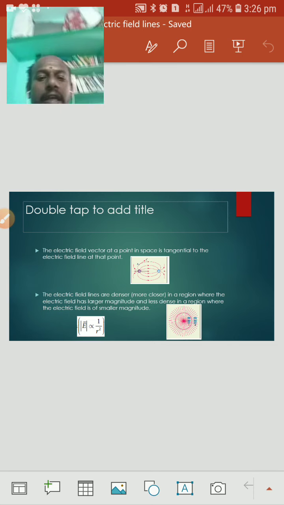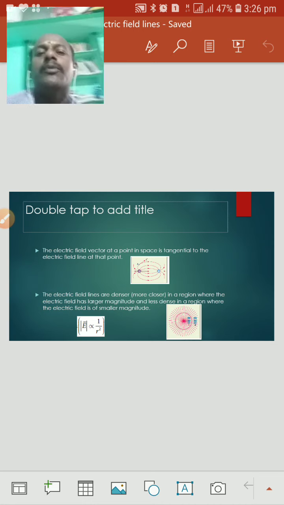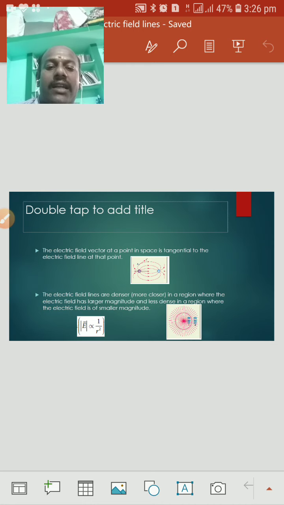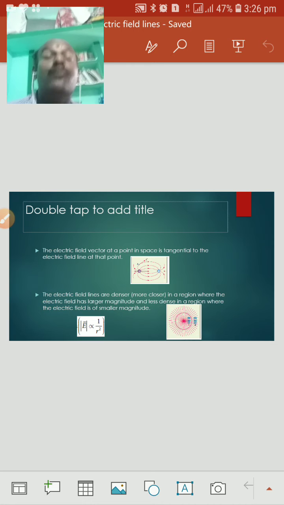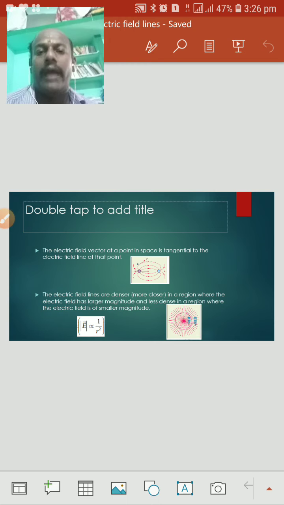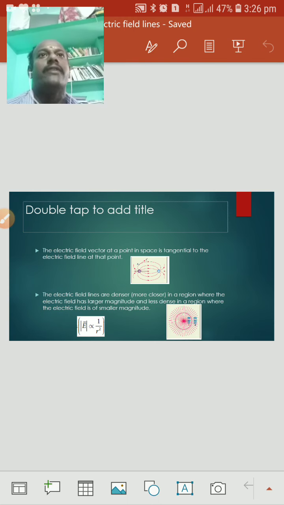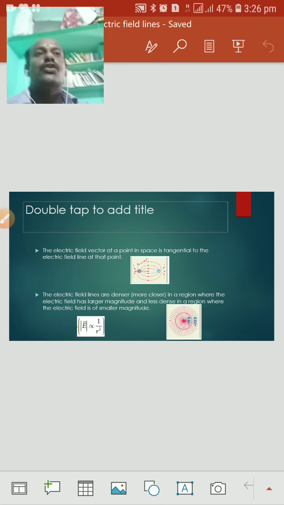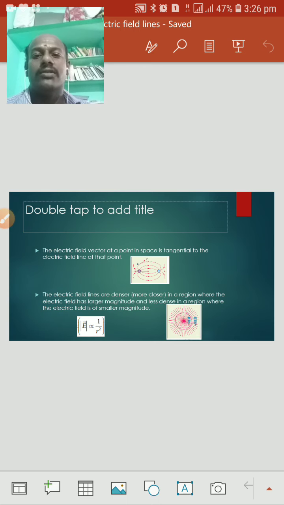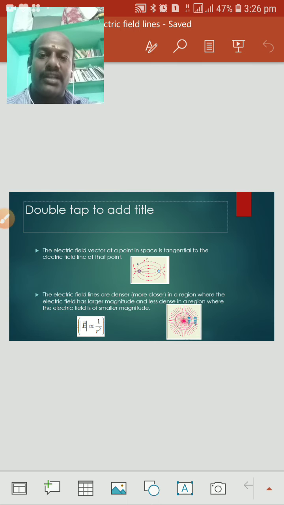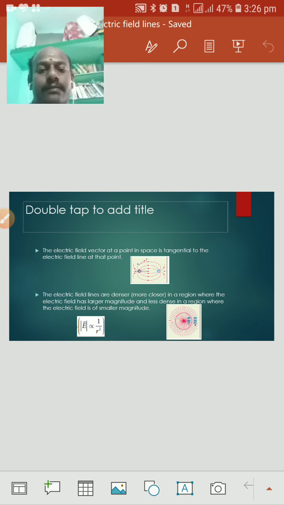One more thing we come to know is that E is proportional to 1 by r square, inversely proportional to r square. And what is r? It is the distance from the point charge. So when I move away from the point charge, the electric field lines, or the electric field, will become lesser.